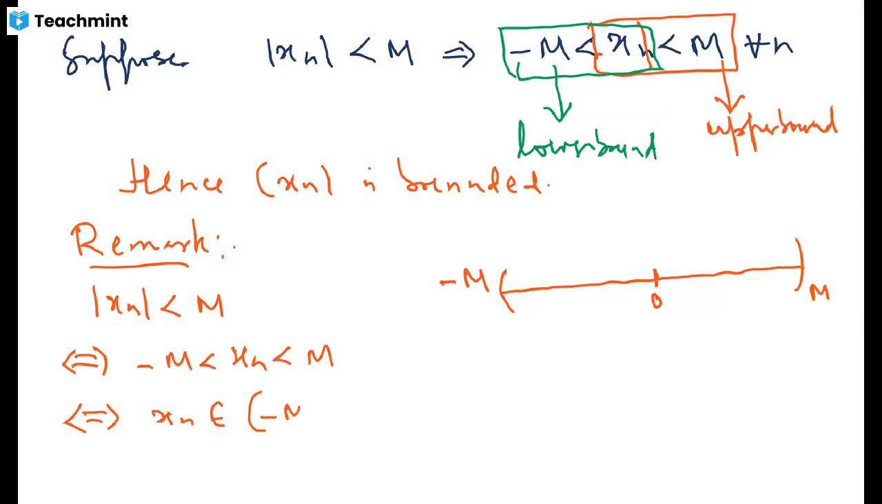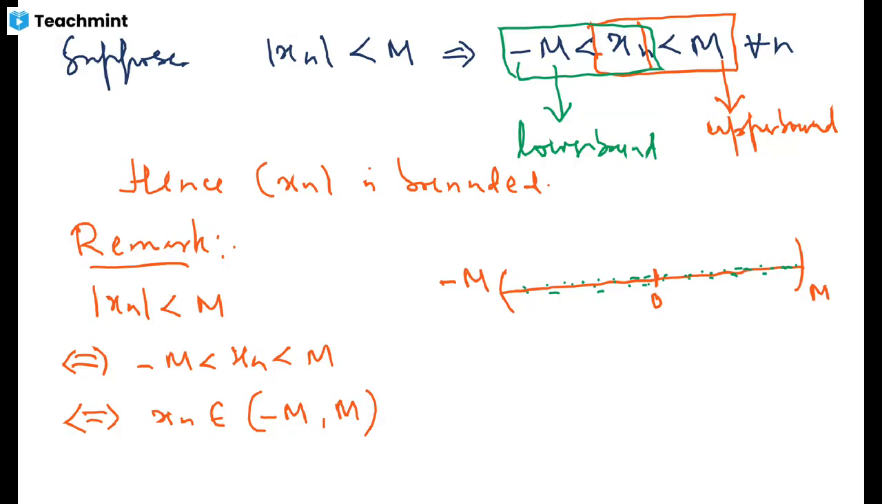That means whenever this sequence is bounded, then this sequence lies in some interval. Now in this case, all the elements of the sequence are lying between this interval. How they are spread here is a different situation. But one thing is sure, that no element of this sequence lies to the left of minus m and to the right of m. Every term of the sequence is captured between this interval.